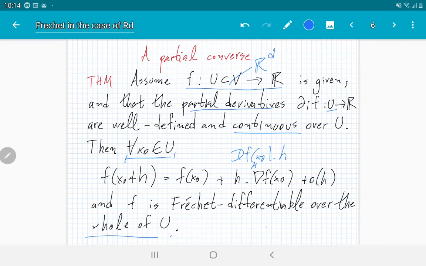Before I present the proof, let me point out what the challenge here is. As we saw before, directional derivatives, and therefore partial derivatives, tell you what happens to the function if you change one coordinate at a time. So if I move from here to here, or from here to here, I know what happens.